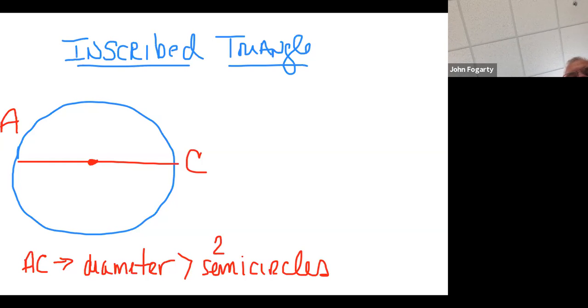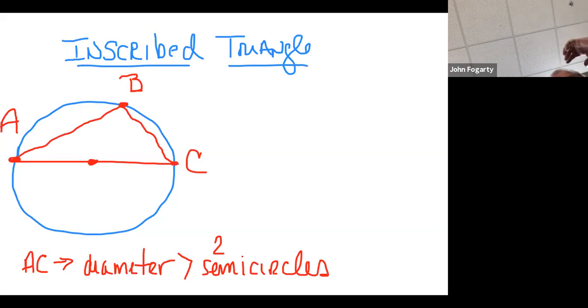Now watch. If I put a point right here, I'm going to call that B. And then I make an angle. Now, fellas, what is the arc that angle B cuts?